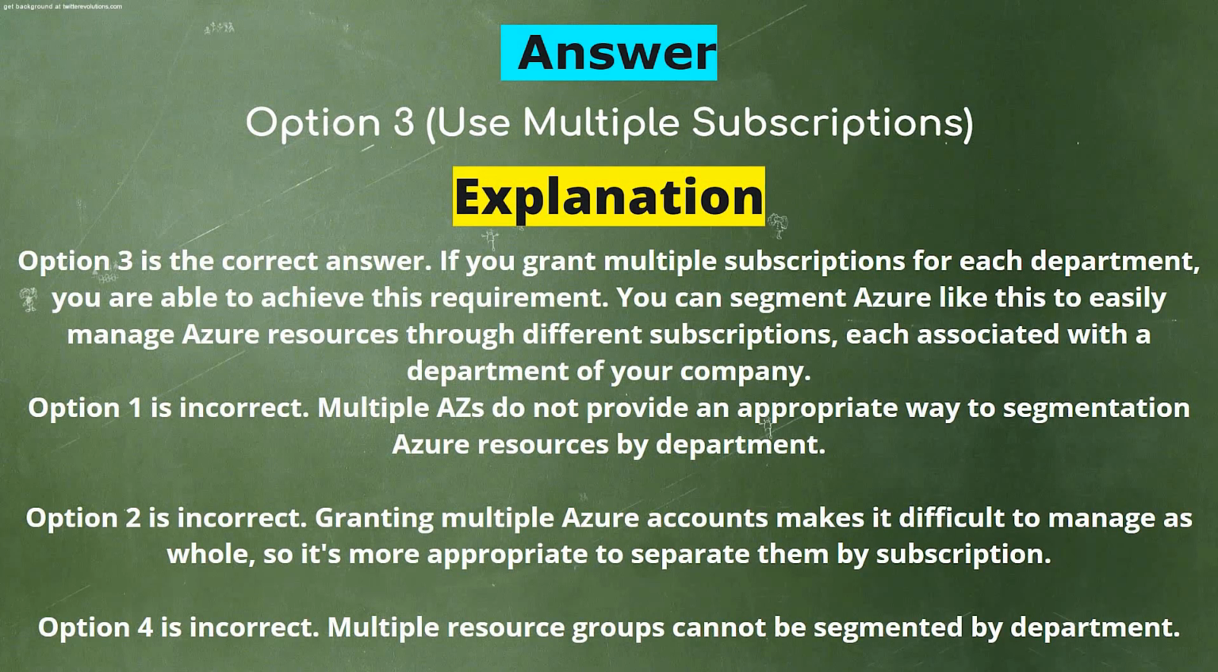Explanation. Option 3 is the correct answer. If you grant multiple subscriptions, one for each department, you are able to achieve this requirement. You can segment Azure like this to easily manage Azure resources through different subscriptions, each associated with a department of your company. Option 1 is incorrect. Multiple AZs do not provide an appropriate way to segment Azure resources by department. Option 2 is incorrect. Granting multiple Azure accounts makes it difficult to manage as a whole, so it's more appropriate to separate them by subscription. Option 4 is incorrect. Multiple resource groups cannot be segmented by department.